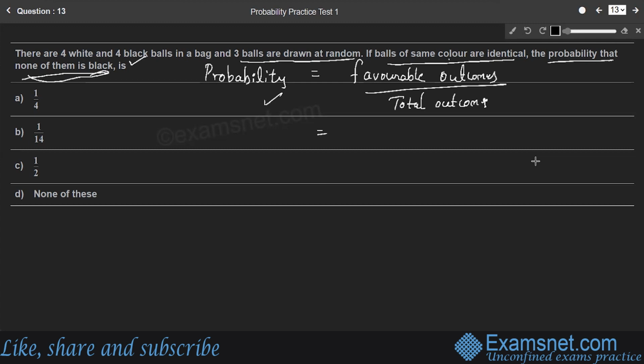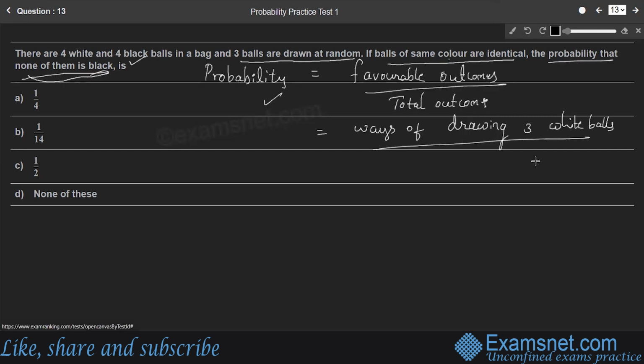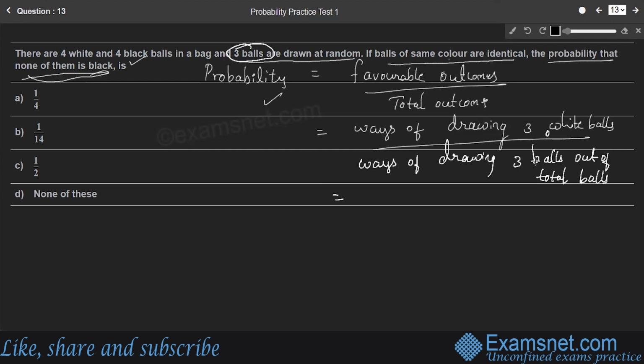Here, the favorable outcome is the ways of drawing three white balls, divided by the total ways of drawing three balls out of the given 8 balls. There are 4 white and 4 black balls, so totally there are 8 balls. In how many ways can we draw 3 balls? So ways of drawing 3 balls out of 8 balls. Here, the ways of drawing 3 balls out of 4 white balls, because we have 4 white balls: out of 4 white balls, in 4C3 ways, we can draw 3 white balls.